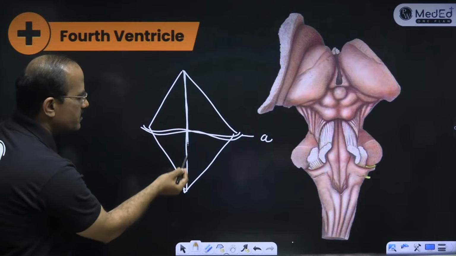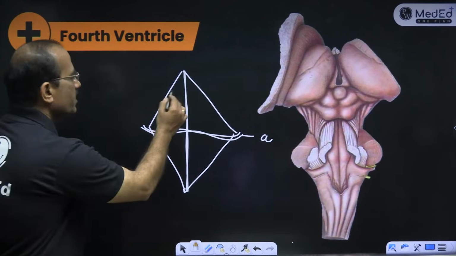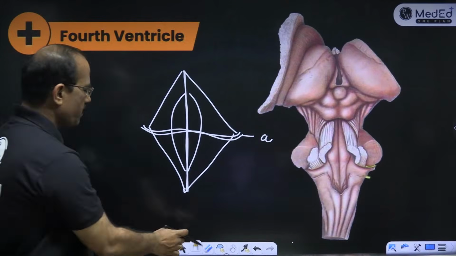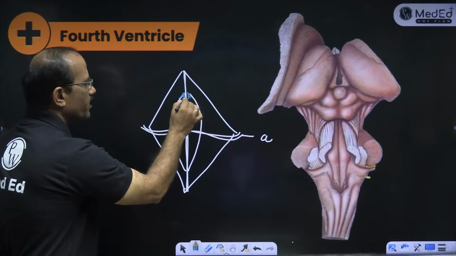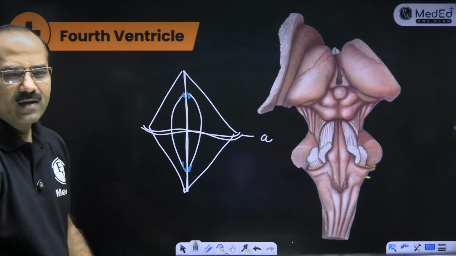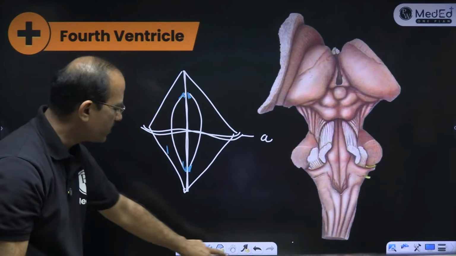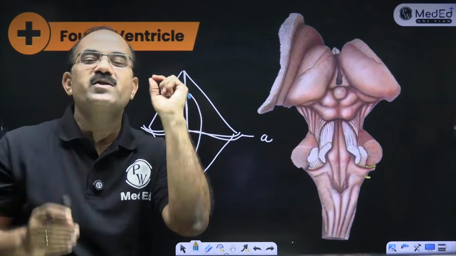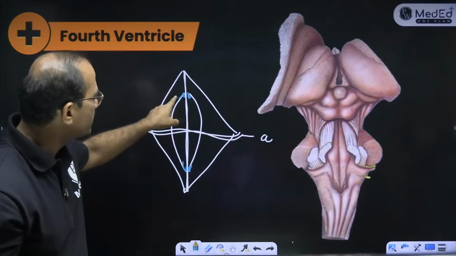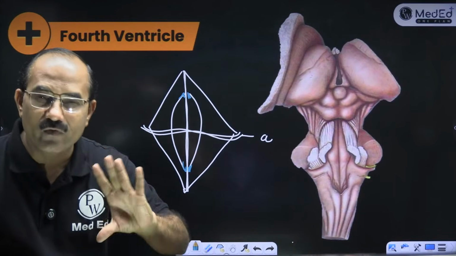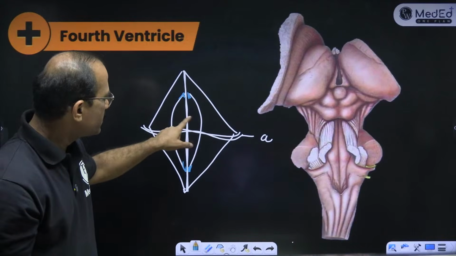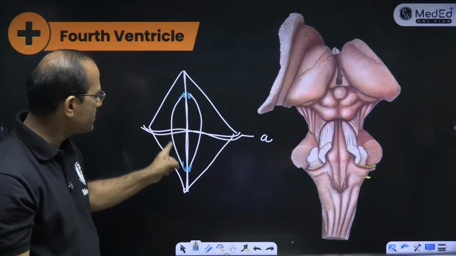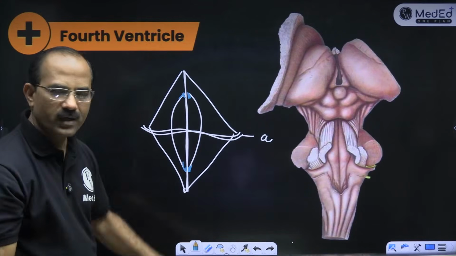What is this in the center? That's a median sulcus. What is this known as? This is known as the sulcus limitans. Fine. What is this above and what is this below? Any guesses? Come on, students. Fine. Above the sulcus limitans, that is known as the superior fovea. This is the inferior fovea. This is the median eminence, on both sides. Fine. So this is the median sulcus. This is the sulcus limitans. That's a median eminence. Superior fovea, inferior fovea.